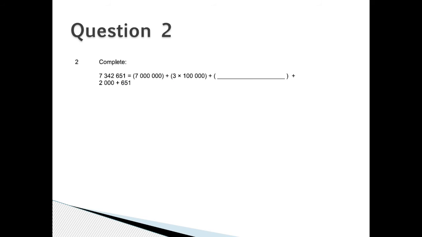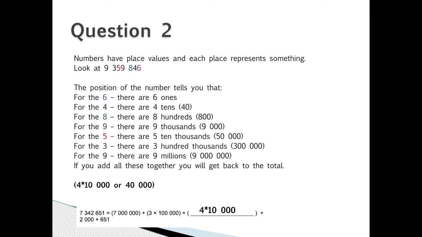Question 2. Complete: 7,342,651 is equal to 7 million plus 3 times 100,000 plus, in brackets, what do we include, plus 2,000 plus 651. Numbers have place values and each place represents something.